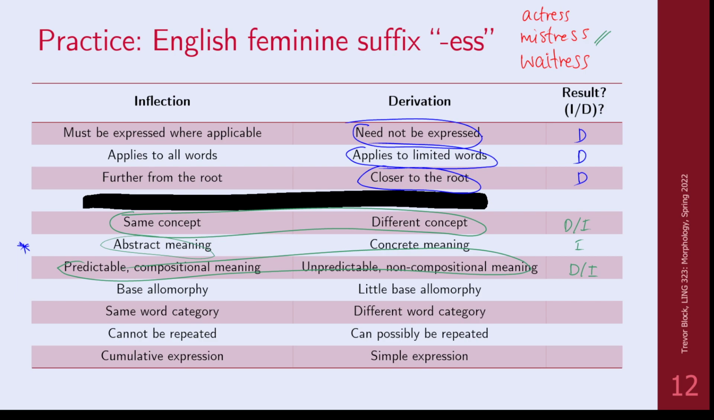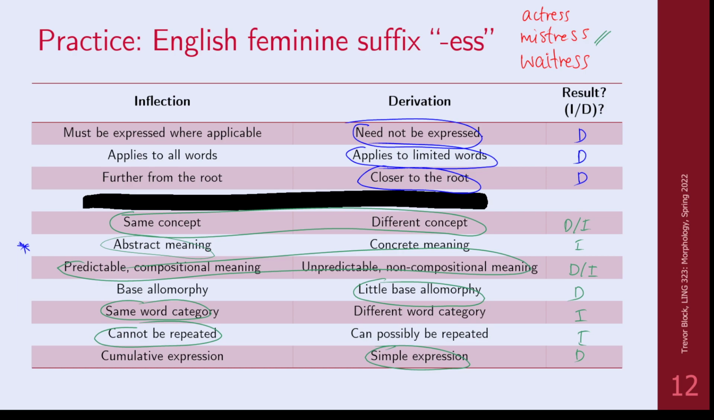Is there any base allomorphy or not? I'll tell you there is none. What about word categories? Oh, it stays the same. Actor, actress, server, serveress, waiter, waitress. Even if you make up new words, same thing happens. Can you repeat it? An actress is, a mistress is, a waitress is. No, you cannot repeat that. So that behaves inflectionally. And finally, how much information is there? -ess, feminine, simple.